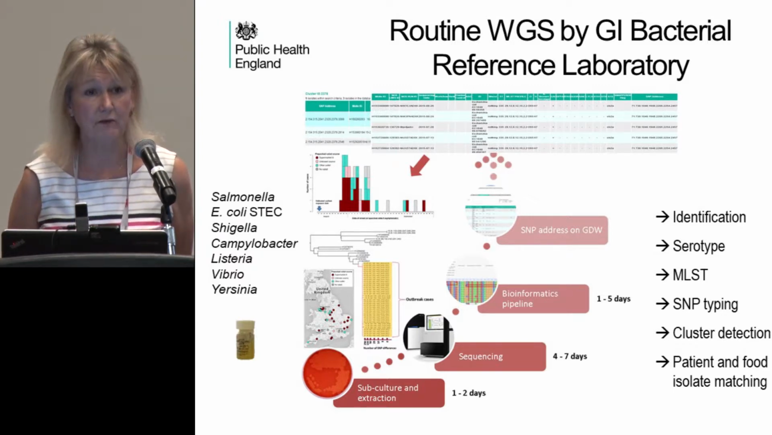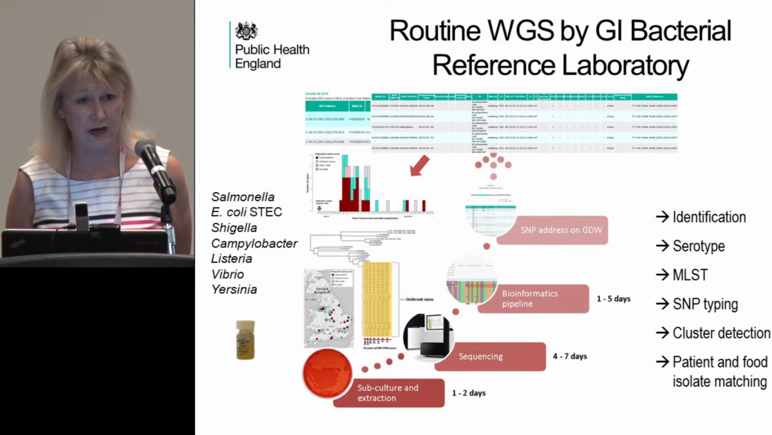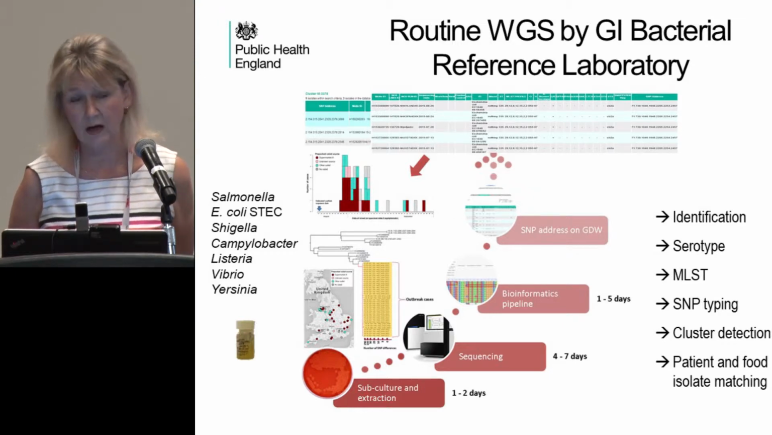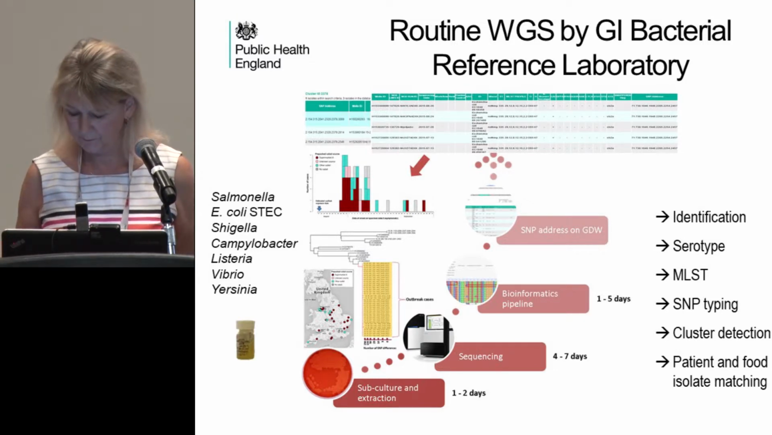We can derive or infer the serotype. We use it to get the MLST type. We discriminate our strains from one another using SNP typing at Public Health England, and this enables us to do cluster detection and to do patient and food isolate matching.